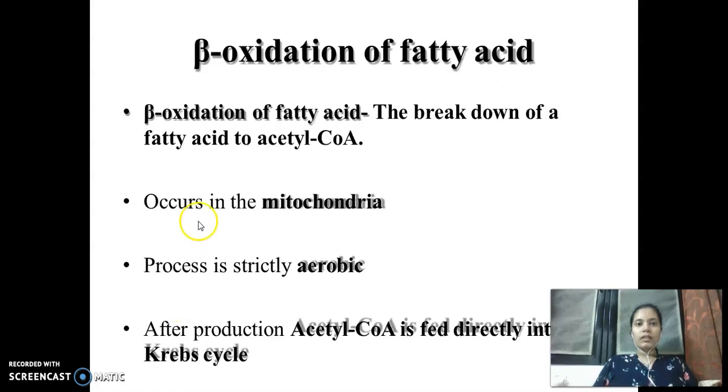So beta oxidation of fatty acids breaks down into acetyl coenzyme A. This occurs in the mitochondria, and the process is strictly aerobic, that is, the presence of oxygen is necessary. And after production of acetyl coenzyme A, it goes to the Krebs cycle.